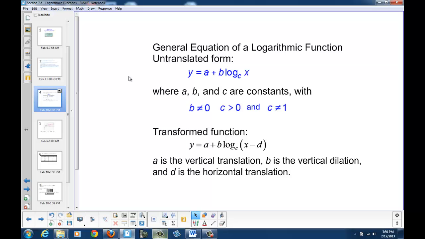If we are going to transform the function, then our equation looks like this. Y equals a plus b log base c of x minus d. A is going to be our vertical translation. B is our vertical dilation. And d is the horizontal translation.